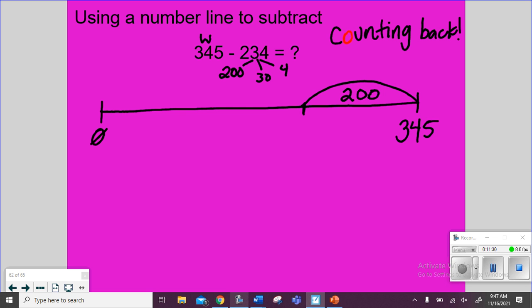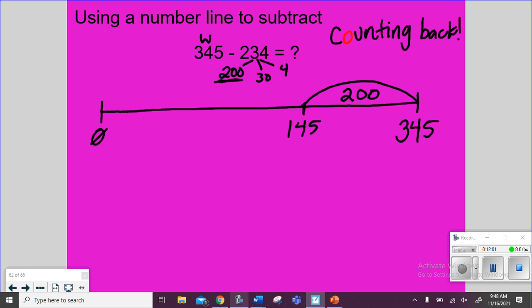Jacob, what do you got? Still thinking? Elena? 145. Harper, what place value did I change? The hundreds, because I was subtracting hundreds. So I've done my 200. Now we need the 30.